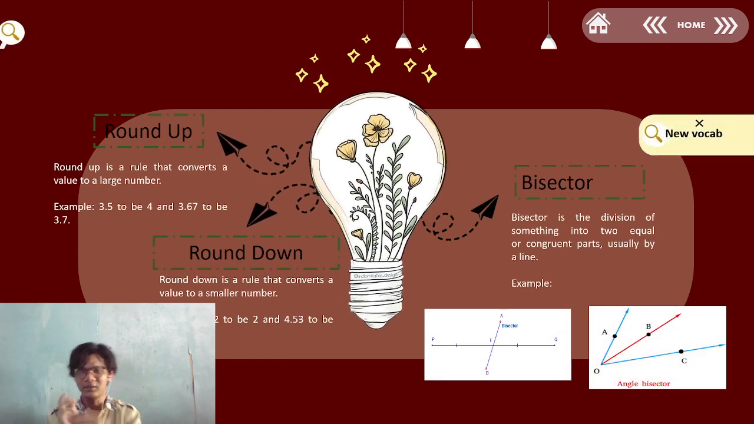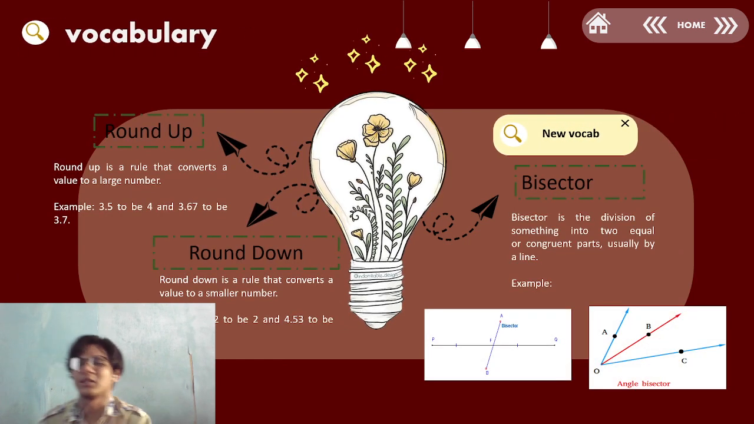Next is round up. Round up is a rule that converts a value to a larger number. For example, 3.5 to be 4 and 3.67 to be 3.7. Next is round down. Round down is a rule that converts a value to a smaller number. Example, 2.2 to be 2 and 4.53 to be 4.5.